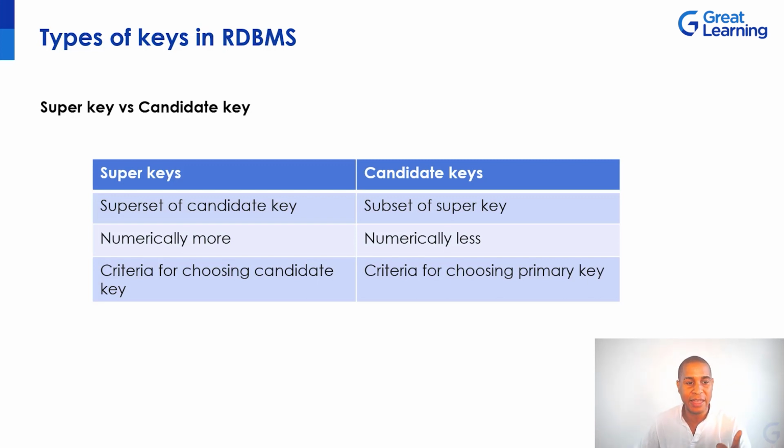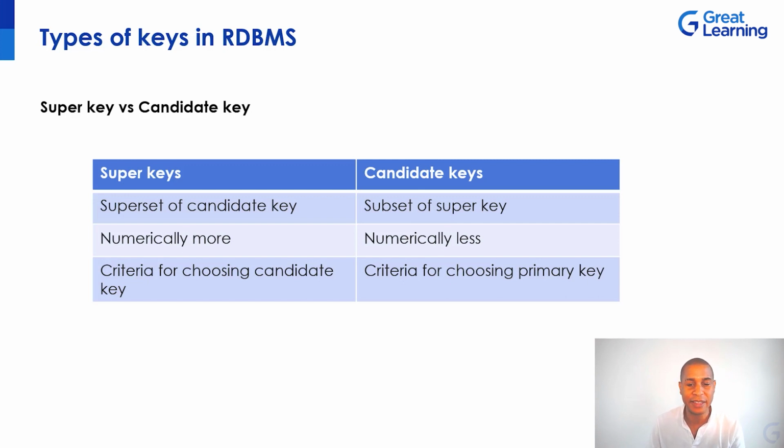We have a super key versus a candidate key. A super key is a superset of candidate keys. So a set, you're talking about 2 or more values that create that superset of candidate keys. A candidate key is a subset of that superset, so it's one of the values that exist in that superset. Super keys are going to be numerically more, and candidate keys are going to be numerically less by nature.